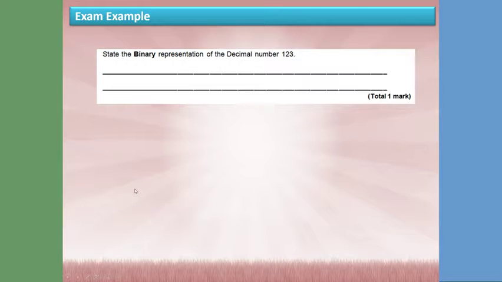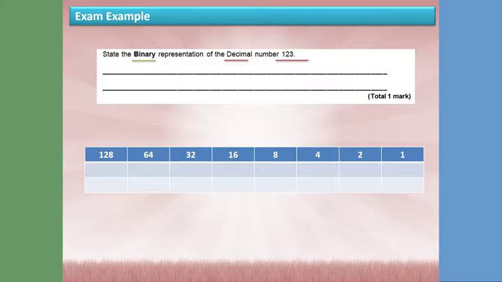Okay, so this is an example question. State the binary data representation of the decimal number 123. So a very similar process to what we've just done, very similar number. I would advise in the exam, make sure you're underlining keywords so that you don't get yourself mixed up as to what the question is asking you. So this is a decimal number into binary. That's the number we're converting, 123. Number line drawn in. Which numbers from the number line will add together to equal 123?